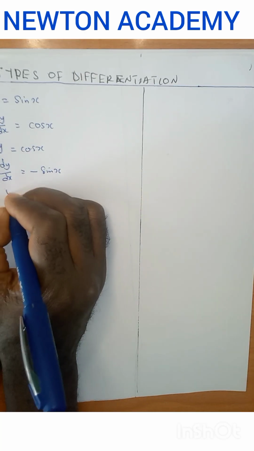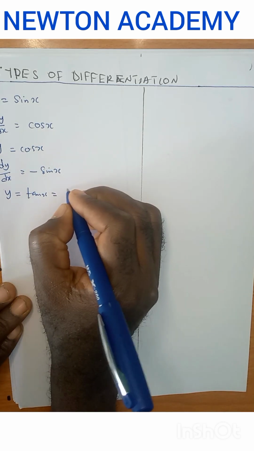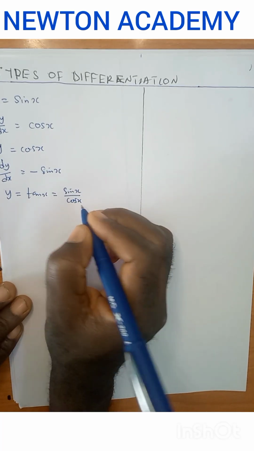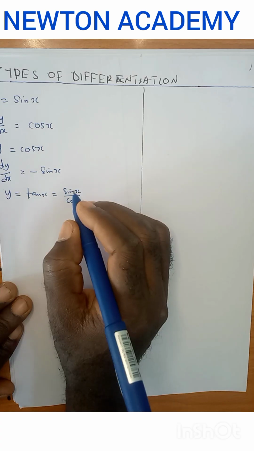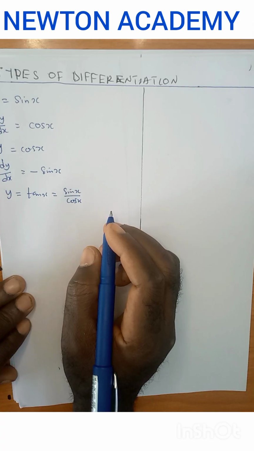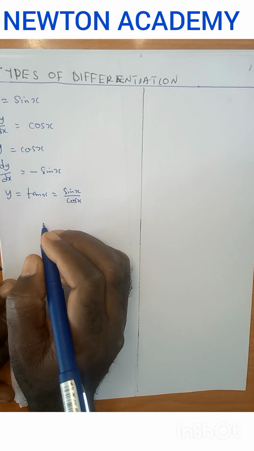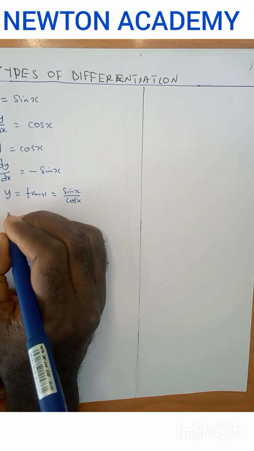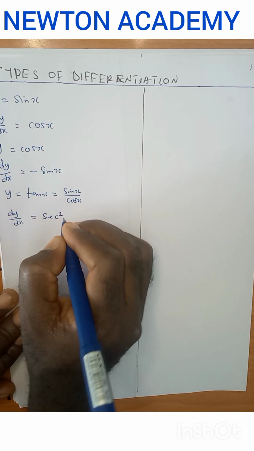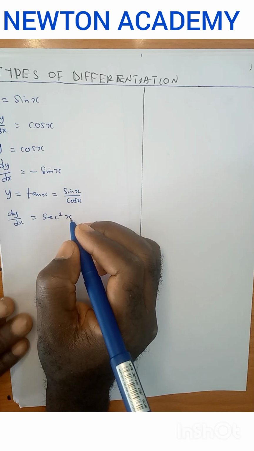Then the next one is if you are given y is equal to tan x. Remember that tan x is equal to sine x over cos x. And I said in the second section that if you have fractional algebra, the technique you are going to use in differentiating it is the quotient rule. You can also use quotient rule here to solve it, but without wasting much of our time, if you differentiate it, you have dy/dx is equal to sec squared x. In other words, when you differentiate y is equal to tan x, it will give us sec squared x.